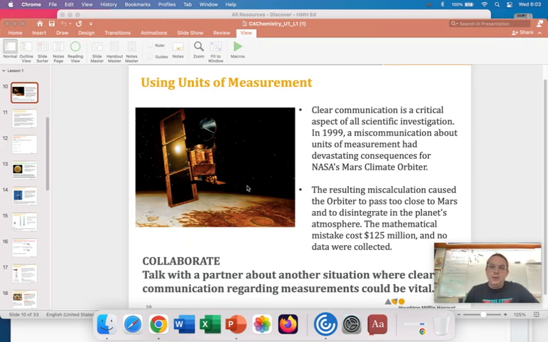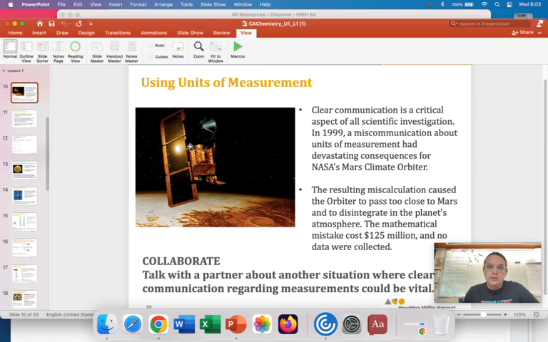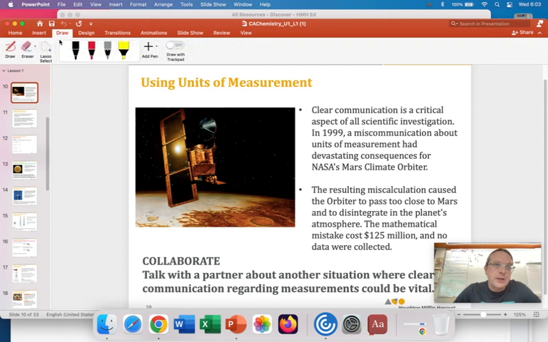So what happened was one of the parts in the orbiter was manufactured in America, and the rest was manufactured in Europe, and they have a different system of measurement. They use the metric system over there, and we use the American system. And so they calculated inches where they should have calculated centimeters, and as a result, the thing blew up.